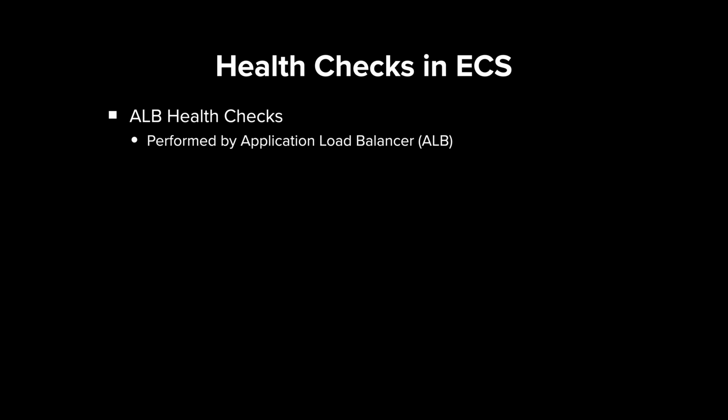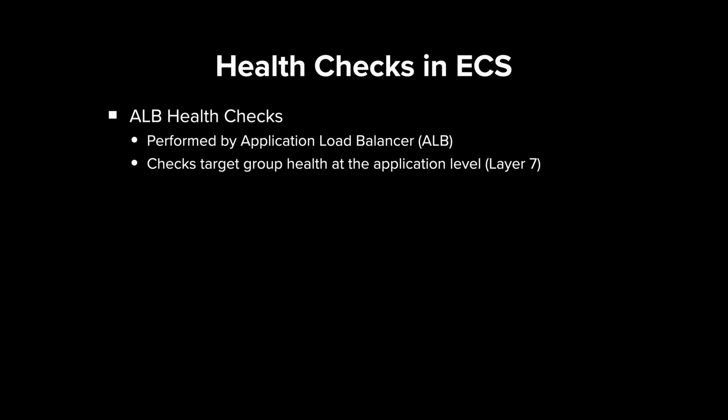In an ECS architecture, health checks come from multiple components. Each component checks health at a different layer, and ECS reacts to these signals to keep the service stable. The first type is ALB health checks. These are performed by the application load balancer.